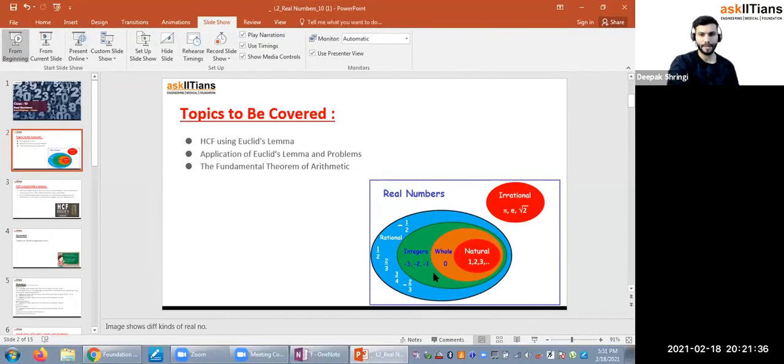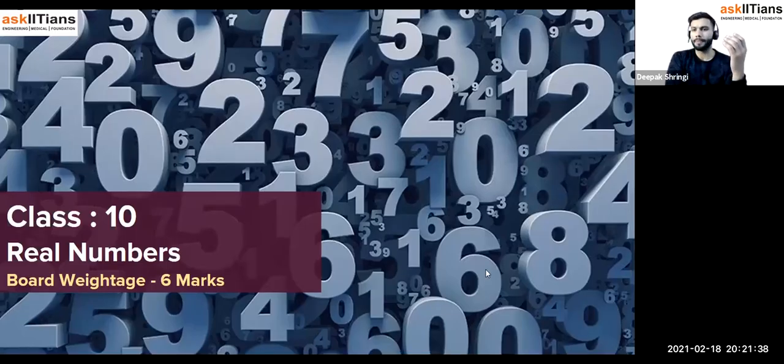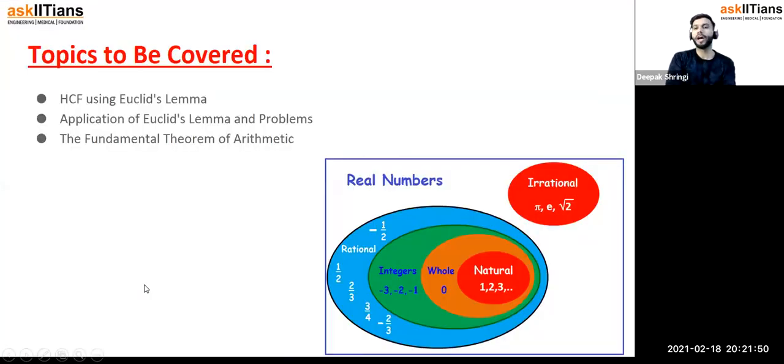So guys, as I told you, this chapter, Real Numbers, is important. In the board exam it is a 6 marks chapter, right? So it's really important. Next, what we are going to study in today's session: we are going to learn how to find the HCF by using Euclid's lemma. After that, we will also understand the application of Euclid's lemma, and there are some problems based on that. And we will also discuss today the fundamental theorem of arithmetic. So let's get started.